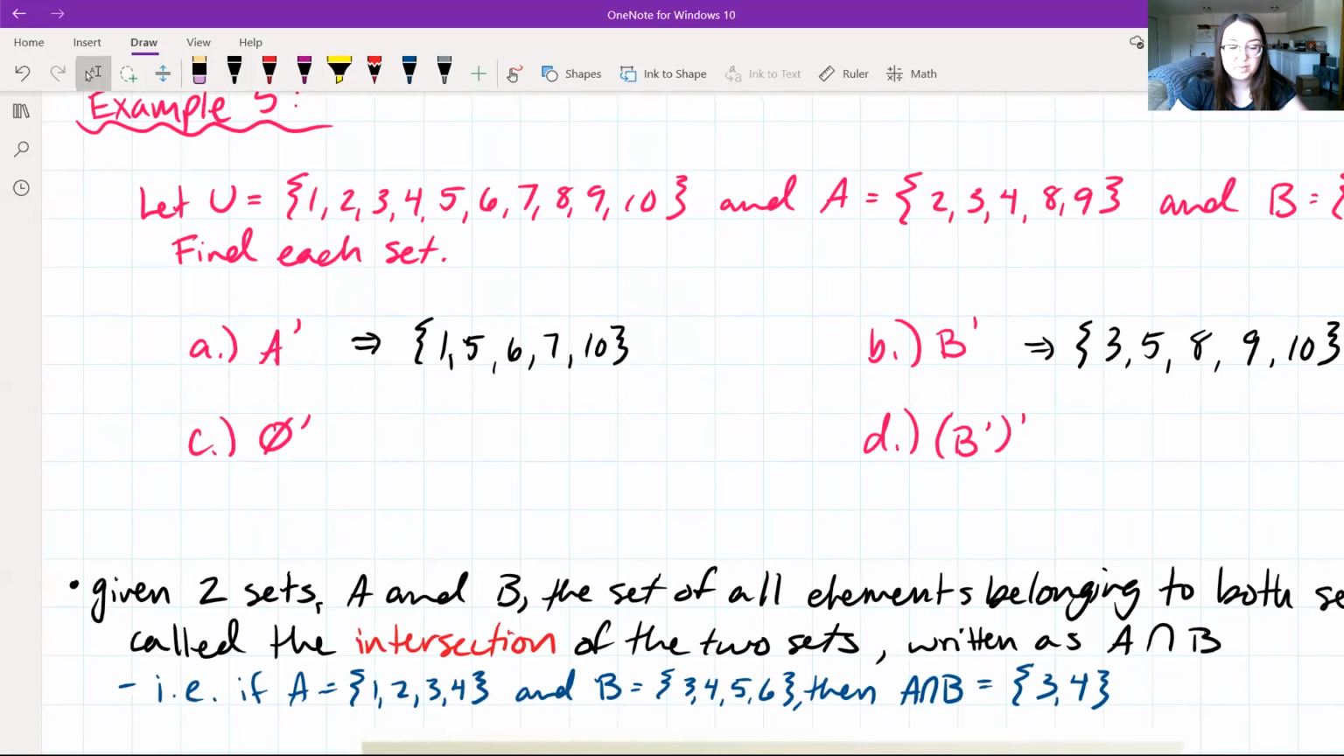Then for C, we have the complement of our empty set. Well, our empty set has no elements. And if we're thinking about all the elements in U that are not contained in an empty set, well, that would be all the elements of U. So we can say that our empty set prime, or just the complement of our empty set, is just going to be equal to U. I guess we could have written these as equals instead of arrows.